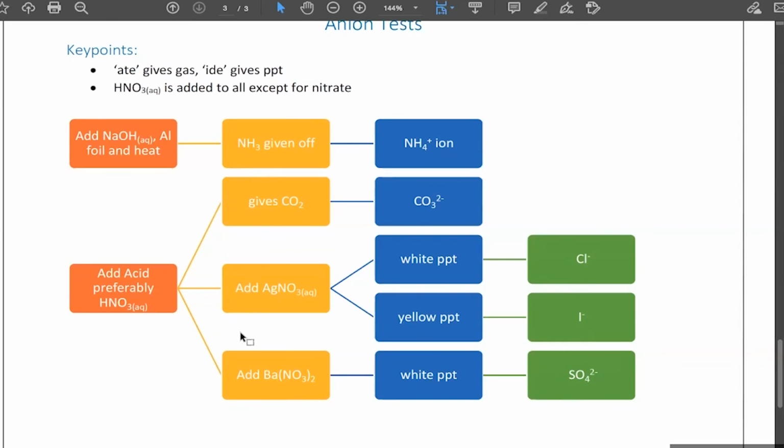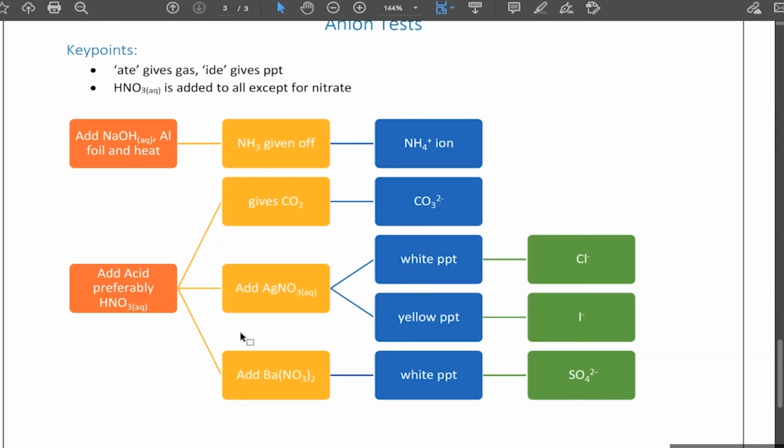Now, for the others, you add something that will not react with nitric acid because you have already added nitric acid. So we add a nitrate. We add silver nitrate, we add barium nitrate. Now that silver nitrate, remember that halide ions are insoluble for silver. So that's exactly what we see. Halides, if you want to test for them, you add silver there. So with silver chloride, we are going to get white precipitate.